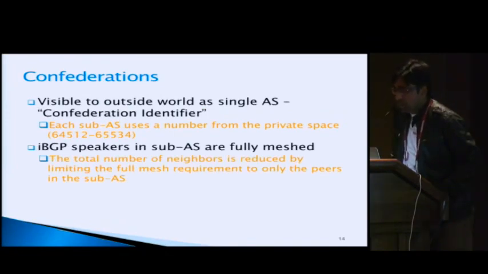In a confederation configuration, to the outside world the autonomous system is still visible as a single AS. Your logical sub-ASs will not be visible to the outside world. What you basically do is run private ASNs on those sub-ASs. Now, when you have sub-ASs, you need to run a full mesh of iBGP within each. So you need to take care of the size of your sub-ASs, because if one is too big, you need to think of running route reflectors inside your confederation sub-ASs as well.